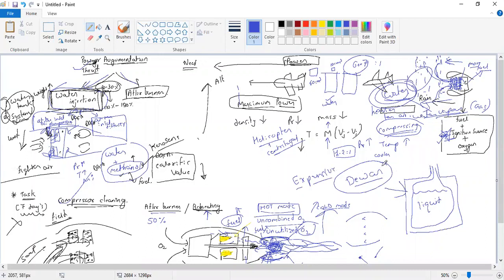On the fighter side, cost is not taken into the picture. The cost of maintaining the aeroplane is not taken into the picture. So on the fighter side, they can use a Dewar. Now understand this liquid oxygen, beta. It is at such a low temperature that if one drop falls on your palm, it will make a hole in the hand.